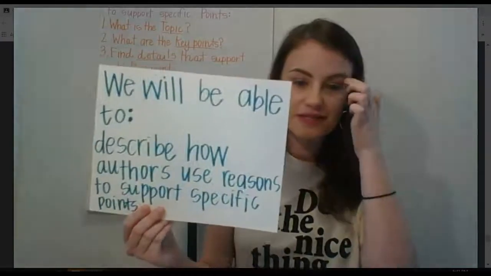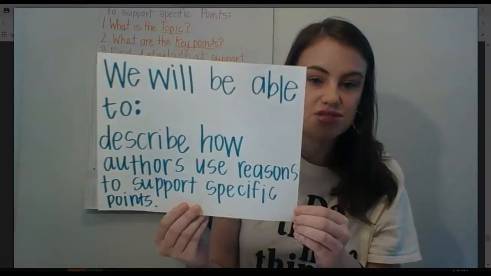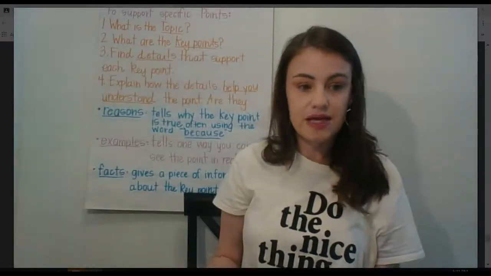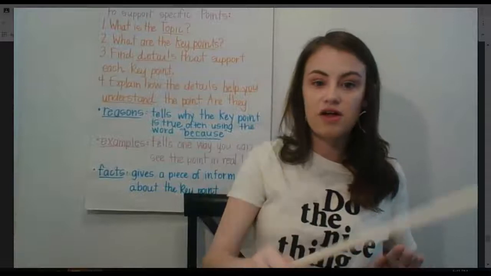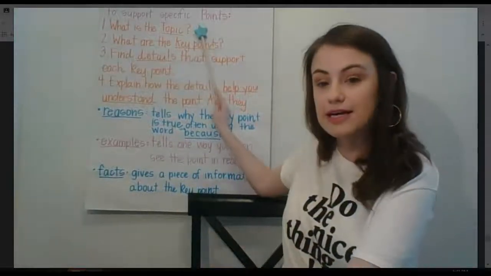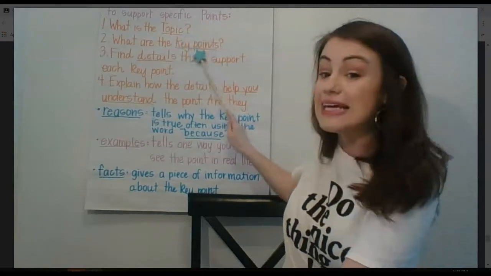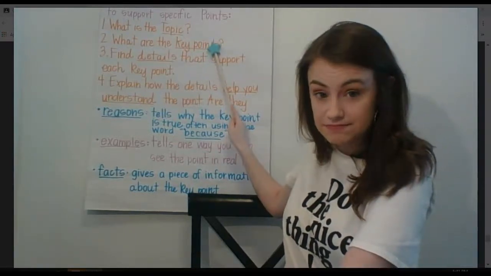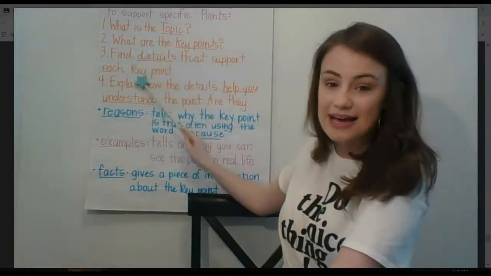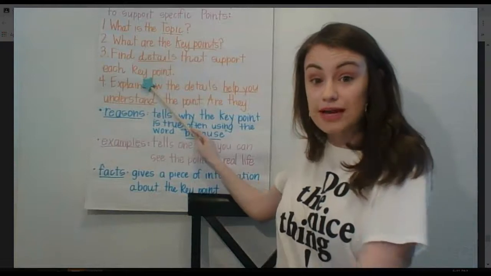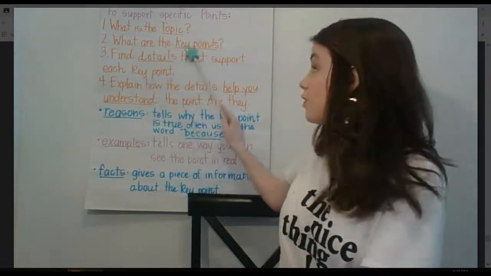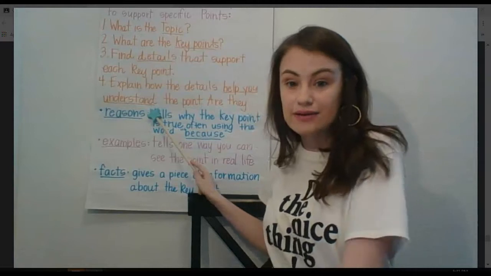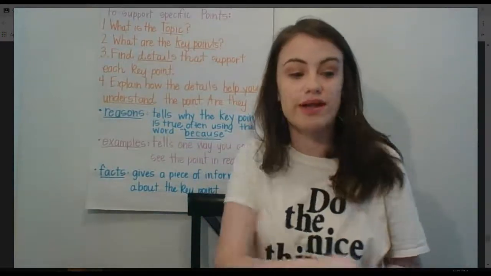Then our objective for this week's lesson is we will be able to describe how authors use reasons to support specific points. And like we learned on Monday, that involves 4 steps. We think about what the topic is of the text we are reading. We think about what the key point is, which is the main idea that the author wants to share. Then we can find details in the text that help to support, or provide evidence for, the key point. And then we explain how those details help us understand what the author is really wanting us to share.